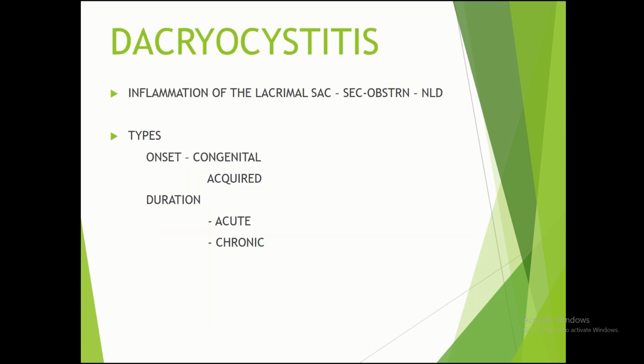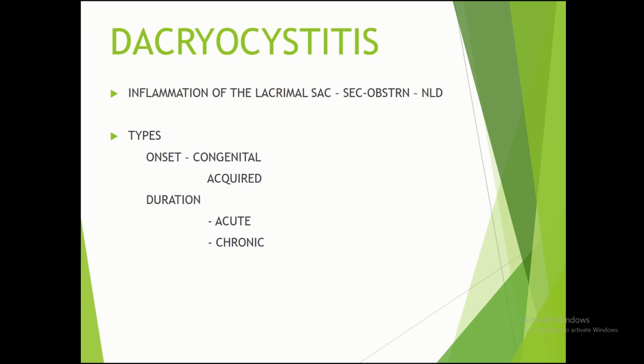So what is dacryocystitis? Dacryocystitis is nothing but inflammation of the lacrimal sac, which is usually secondary to obstruction of your nasolacrimal duct. Remember, dacryocystitis is inflammation of the lacrimal sac, and dacryoadenitis is inflammation of your lacrimal gland. So the two are different, and you should be able to identify them.